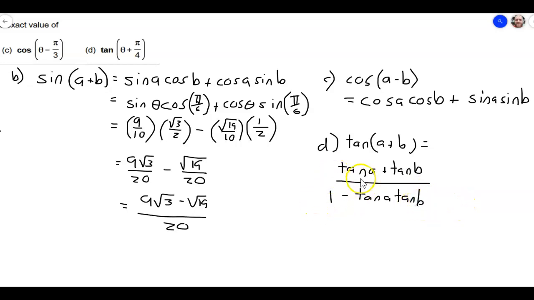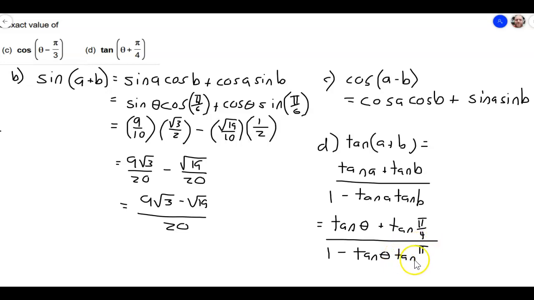All right, so in order to kind of figure this one out here, we need to know what is the tangent of A and what is the tangent of B. Well, A is our theta and B is our pi over 4. So let's go ahead and write this out. So this is going to be equal to the tangent of theta plus the tangent of pi over 4 all over 1 minus the tangent of theta times the tangent of pi over 4.